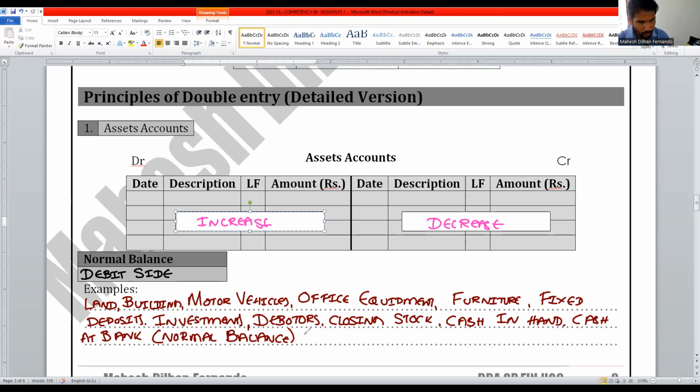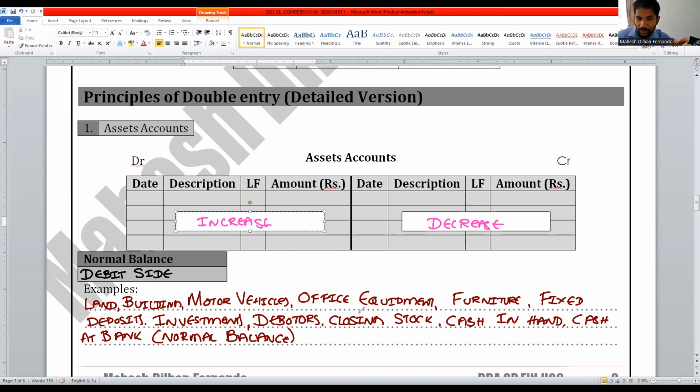Listen, as a result of a transaction, let's say these accounts have been increased. Then what should you do? Let's say office equipment increased, that should be debited to the office equipment account. Why? We know increase in an asset account is debited.